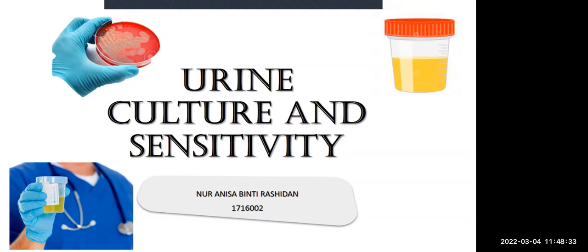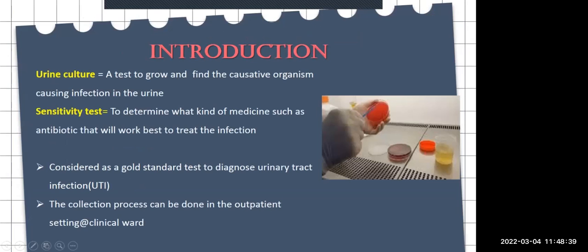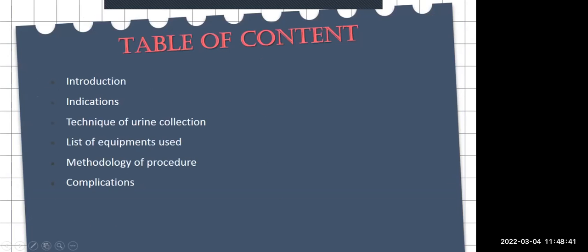Okay, next we're going to discuss urine culture and sensitivity. My name is Anissa binti Rashidan. Okay, next slide. This is my table of contents, which is composed of introduction, indication, technique of urine collection, list of equipment needed, and then methodology of procedure as well as complication. Next.